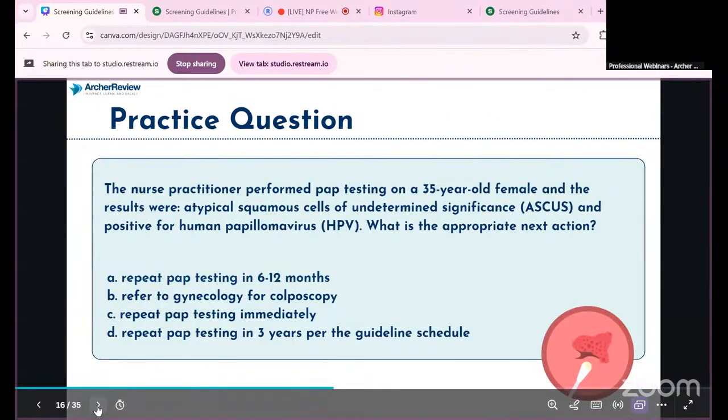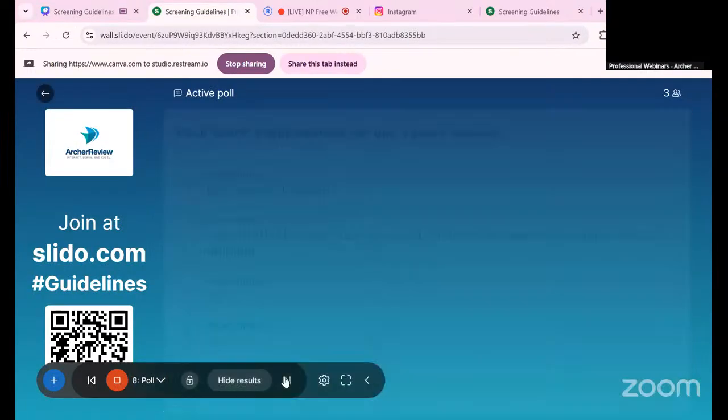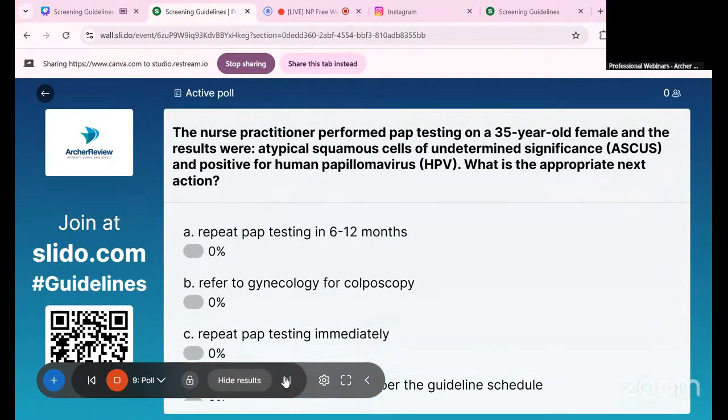All right, let's go ahead and take a look at this one. So this is a practice question about PAPs. The nurse practitioner performed PAP testing on a 35-year-old female, and the results were atypical squamous cells of undetermined significance, or ASCUS. And she's also positive for human papillomavirus, or HPV. What is the appropriate next step? And I'll go ahead and pull up Slido for you guys. We'll read the answers together in here.